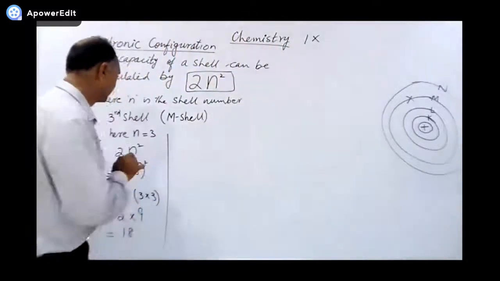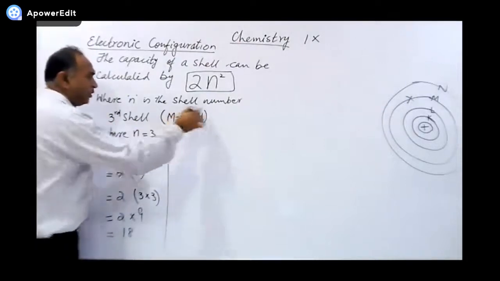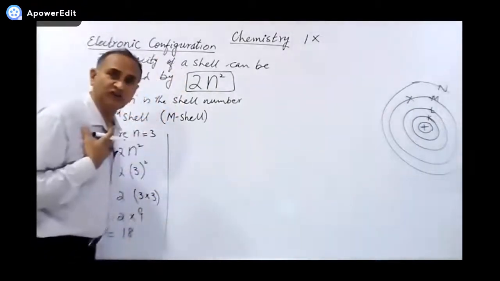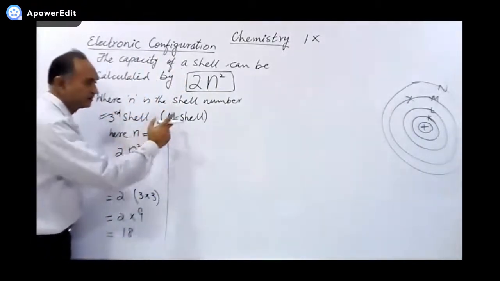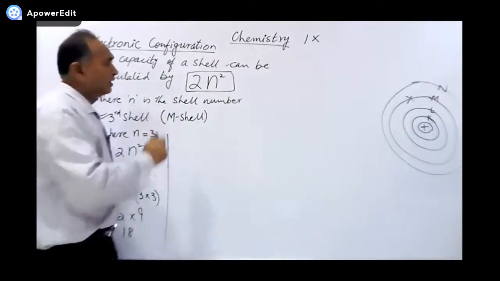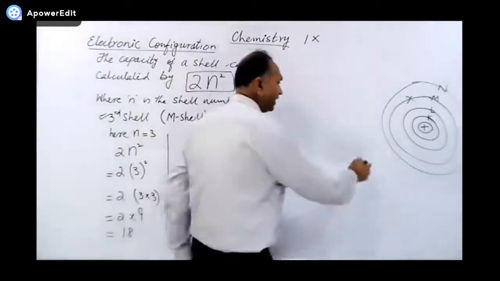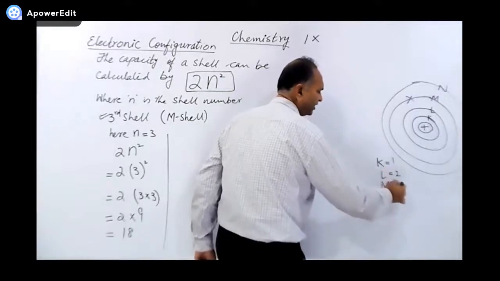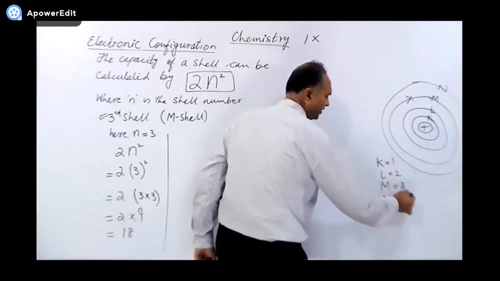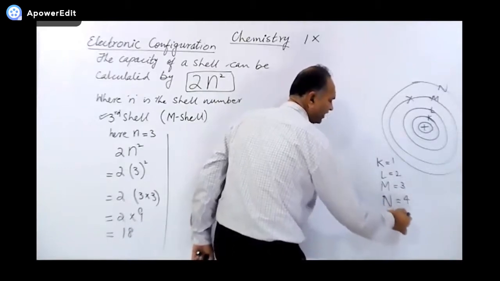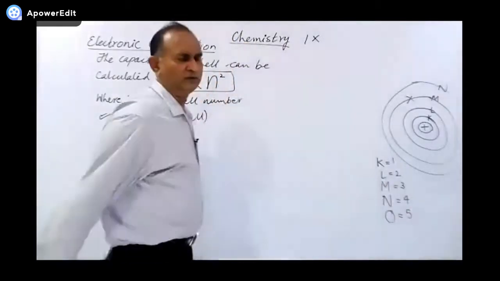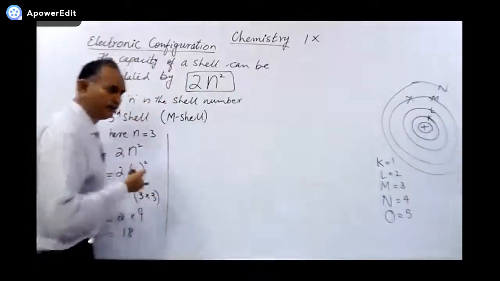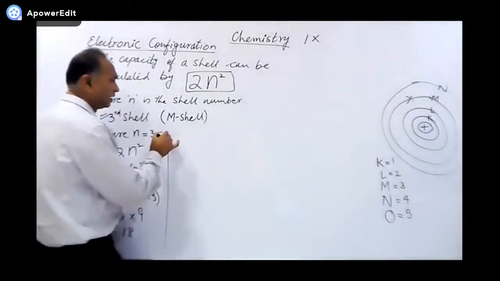All right? See, again, I'm willing to find out the maximum electrons in third shell. This is my question. So I wrote here n is equal to 3 because M shell is third shell. Let me write over here. K shell is the first one. L shell is the second one. M shell is the third one. N shell is the fourth one. And O shell is the fifth one. And so on. All right? So I think most of you have understood what I have done over here.